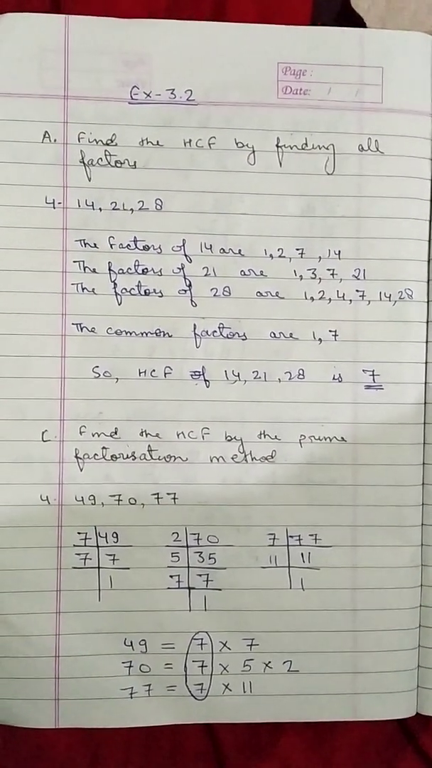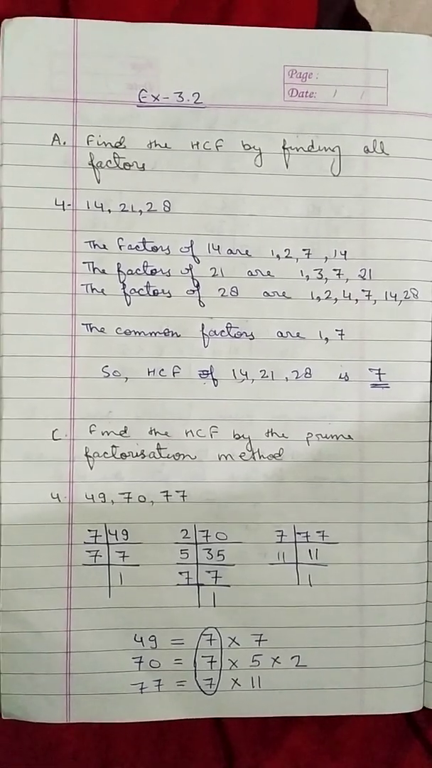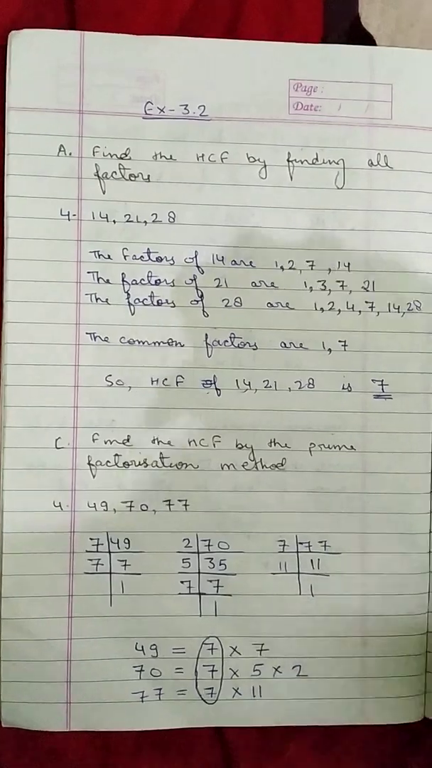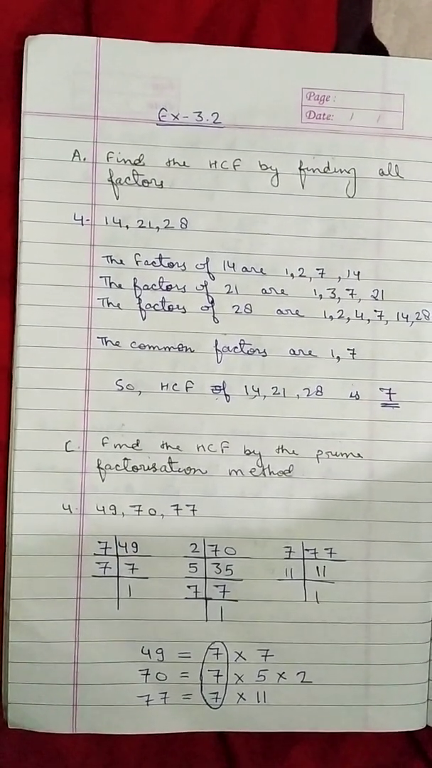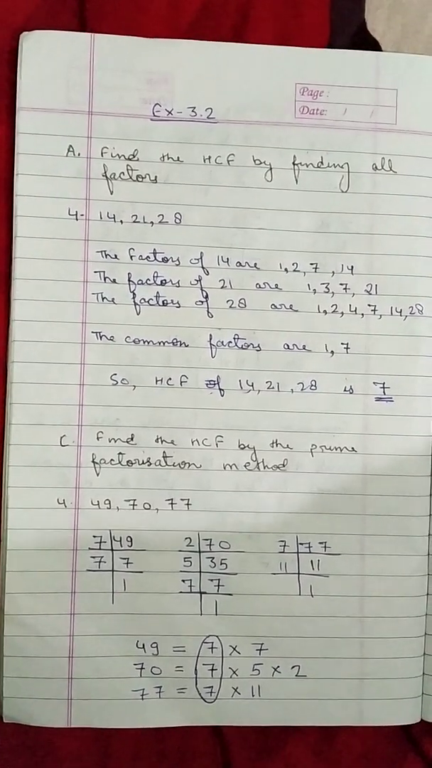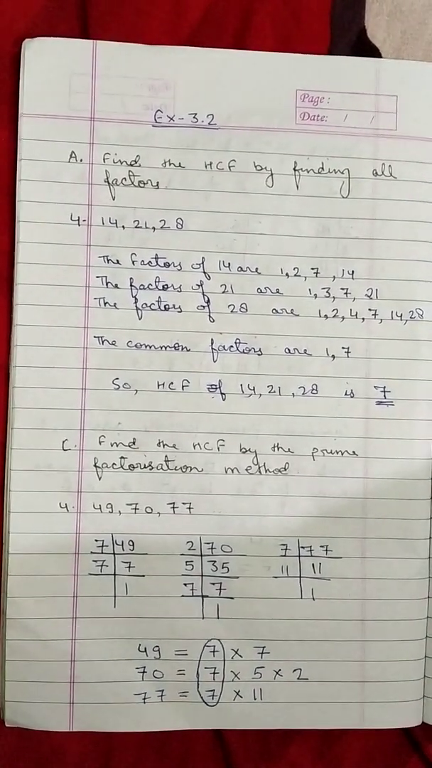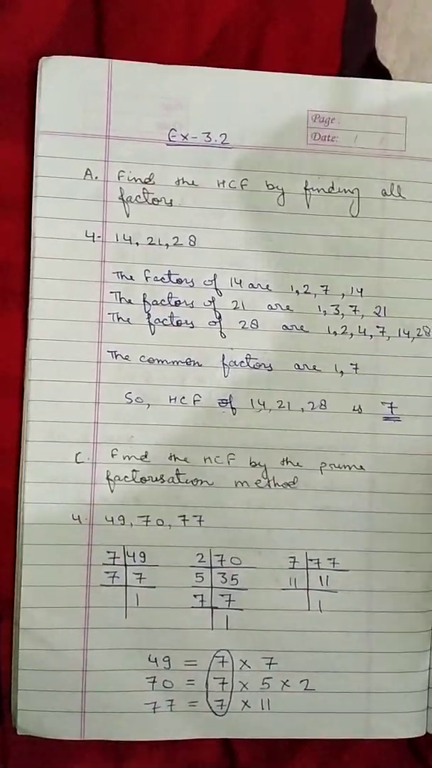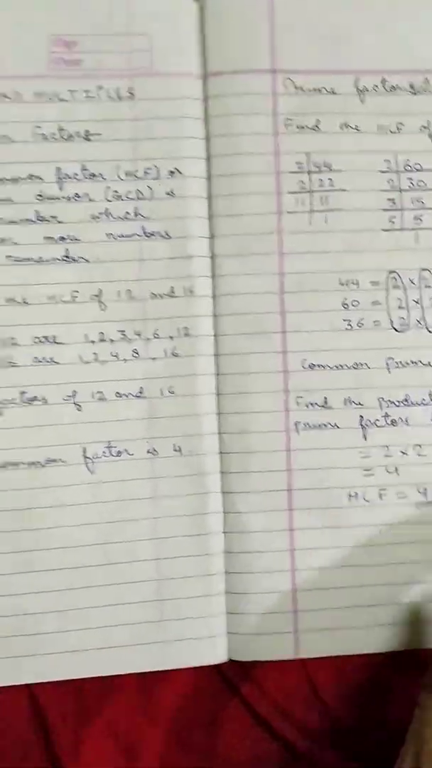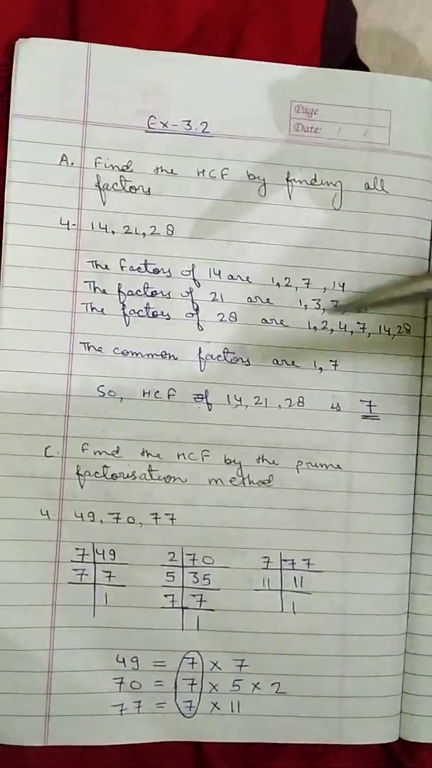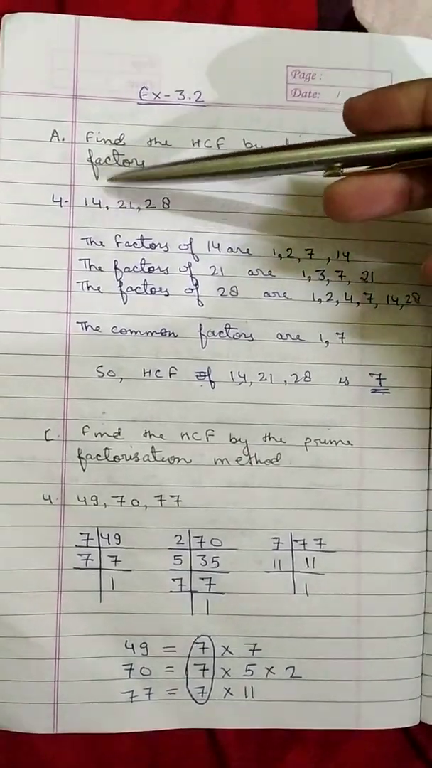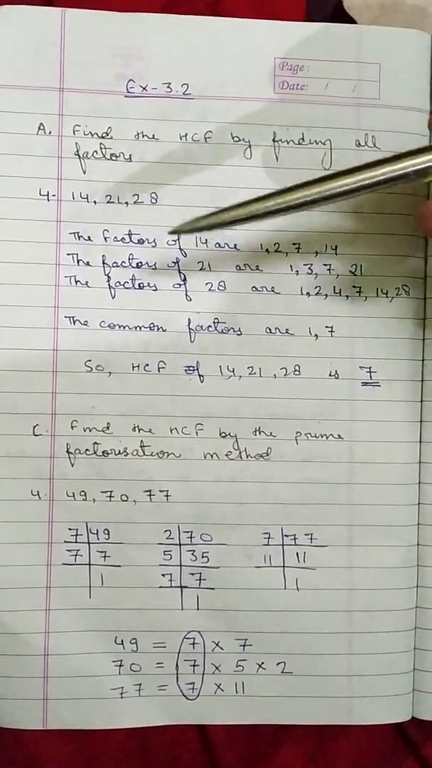In exercise 3.2, question number A, find the HCF by finding all factors. You have to find the HCF by finding all factors. In parts B and C, you have to find the HCF by the prime factorization method. Both methods I already told you. Okay. Now take a look at question number 4 of part A.